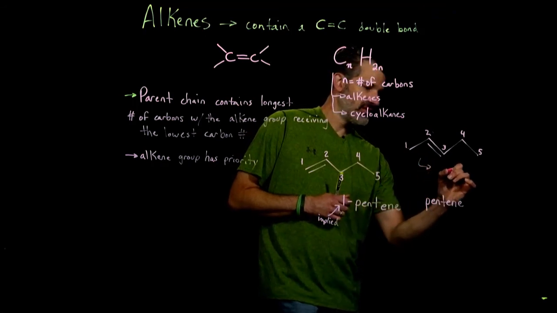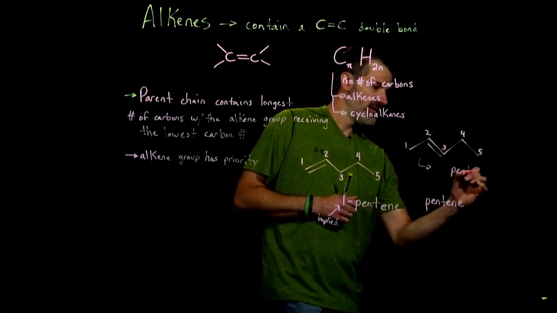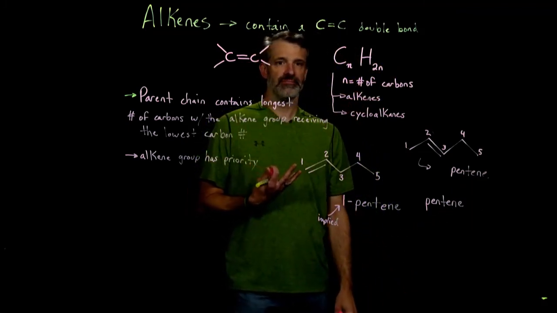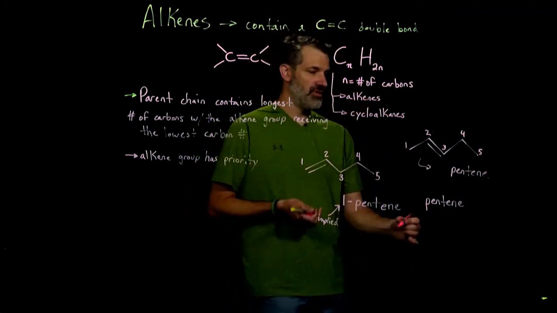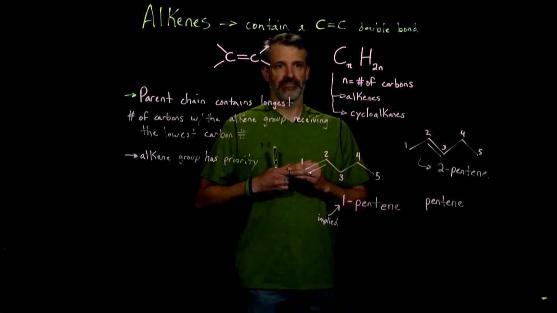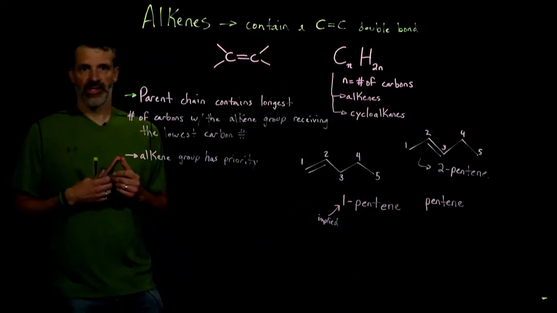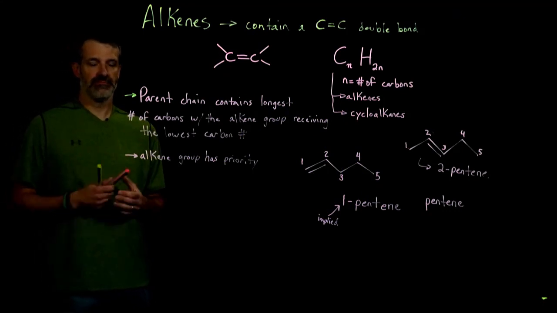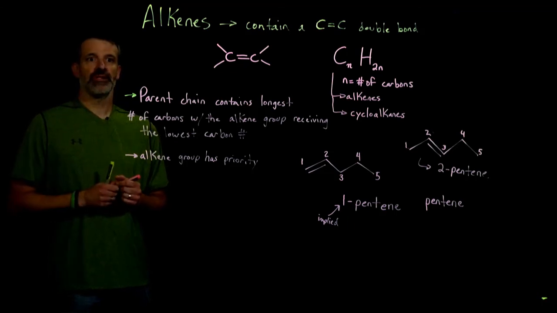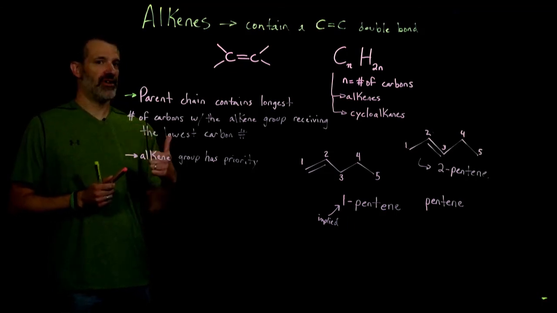So naming this, also going to be pentene. It's another isomer of pentene. It's just known as 2-pentene. So that's the basics so far. Let's take a look at something a little bit more complicated that involves the next rule.